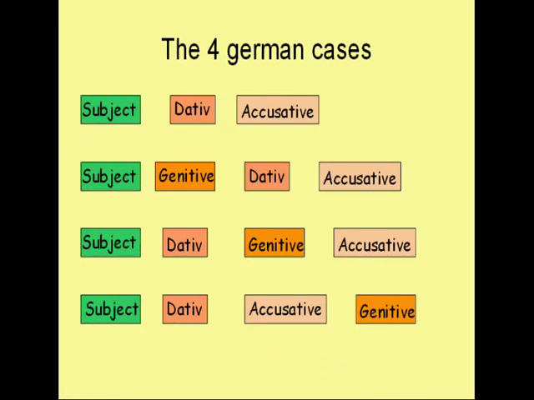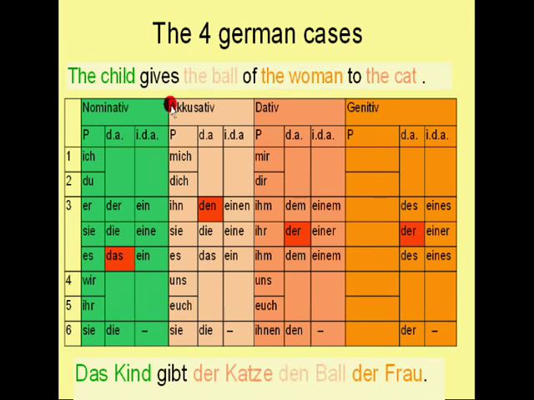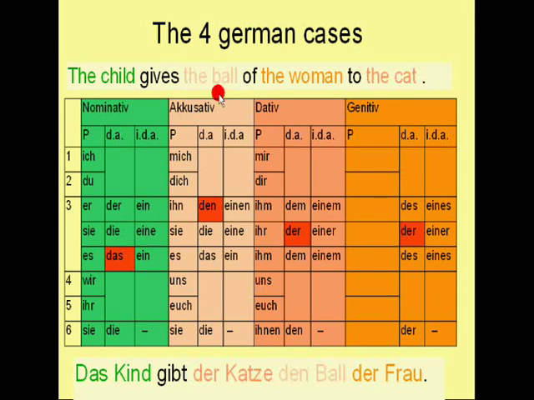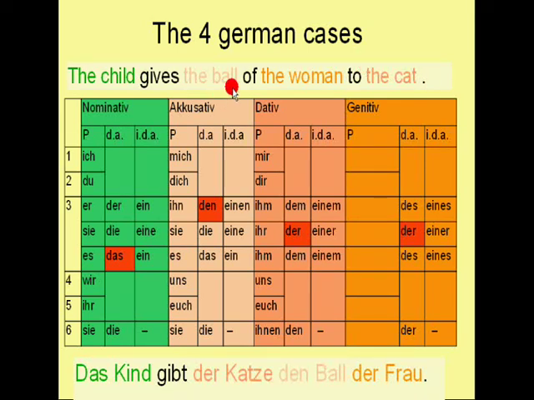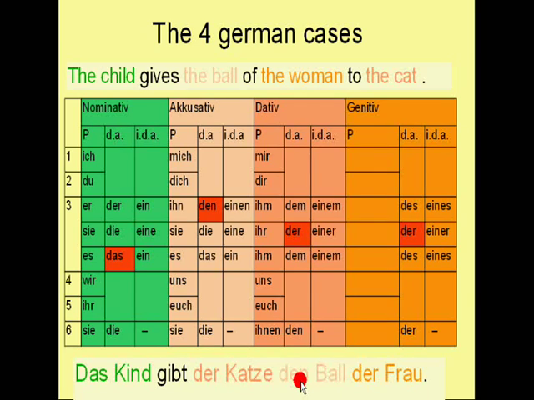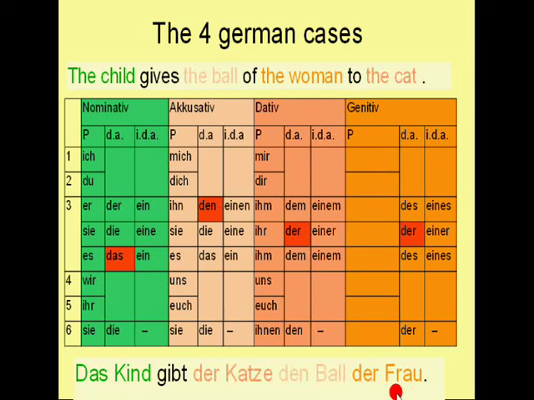Same goes when the direct object, the accusative object, is the possessed one. Then this is followed by the genitive case. The child gives the ball of the woman to the cat, because in this case the ball is the possessed one, the woman is still the possessor. And in German this would be like, das Kind gibt der Katze den Ball der Frau. So you see subject, dative, which means indirect object, accusative, which means direct object, and followed by the genitive case.